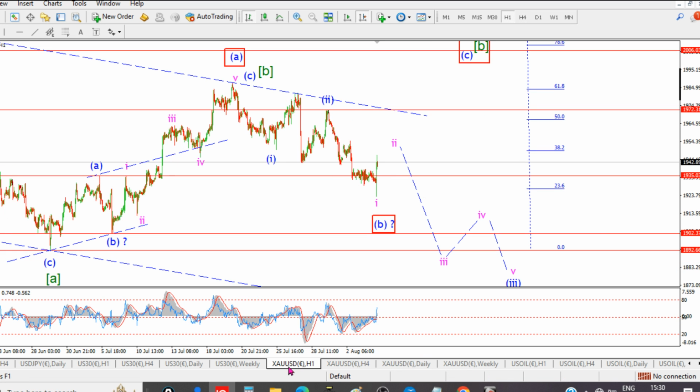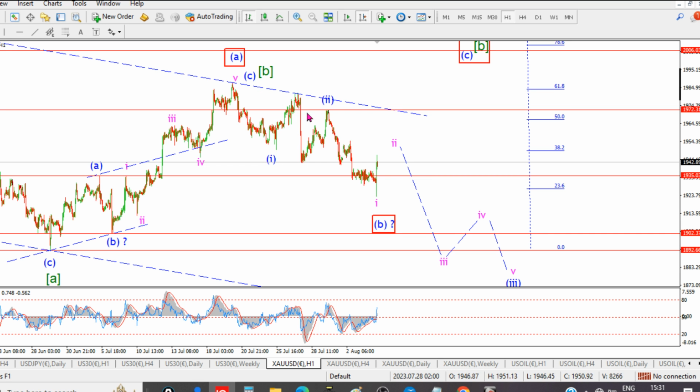Go to the hourly count. Here's the alternate count. So that'd be 3 waves up in wave A, more or less 3 waves down in wave B at the early morning low or the overnight low, and then we would rally higher in wave C. So that's again a 3-wave correction to a lower high in wave B, and then we'd look for a decline into wave C.